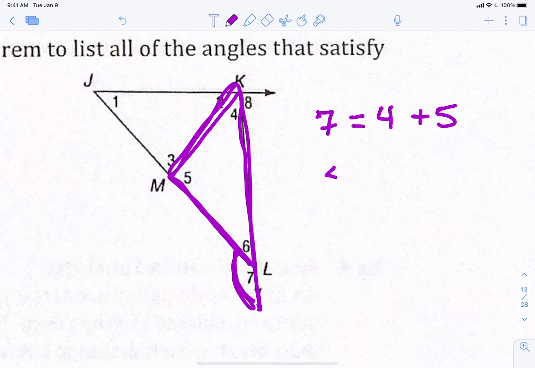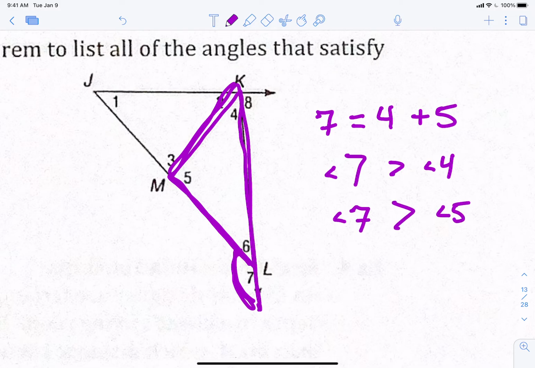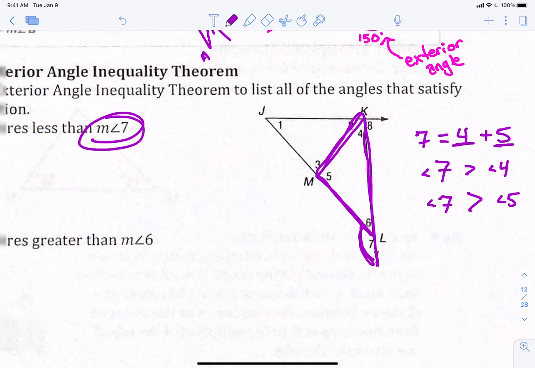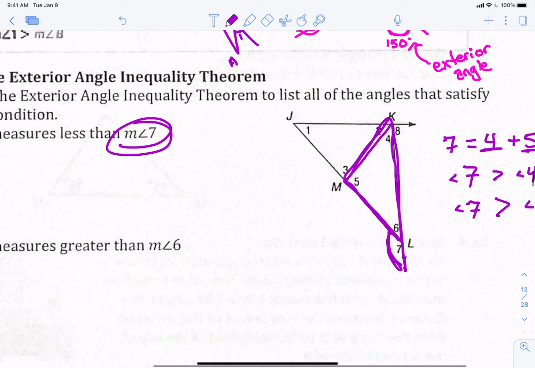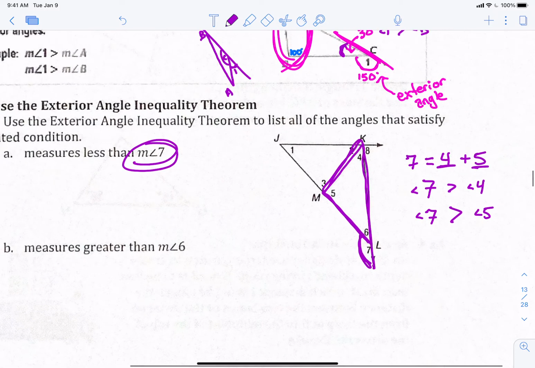So I can say angle 7 has to be greater than angle 4, and angle 7 has to be greater than angle 5 by themselves, right? There's too many things that look the same, like the angle. Can you please put angle 5 after that 7? There you go. Thank you. If you want to be lazy, you can do this.